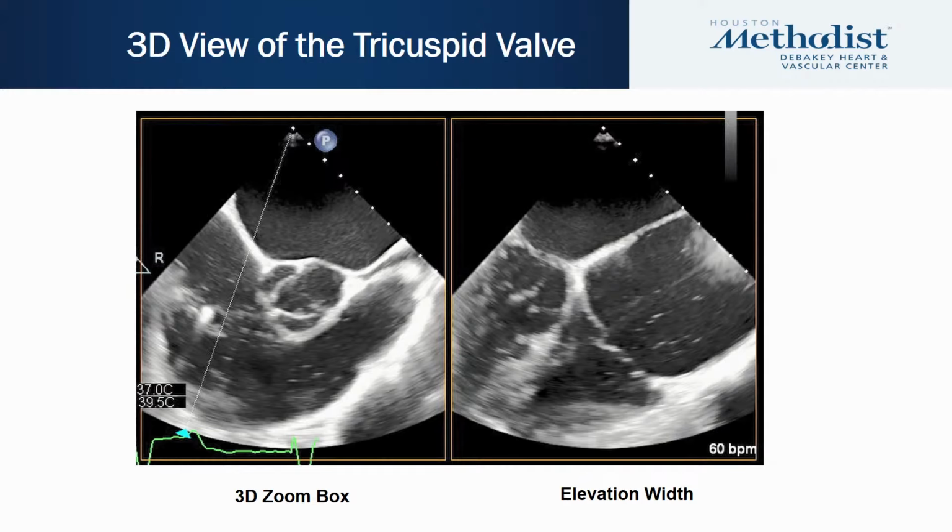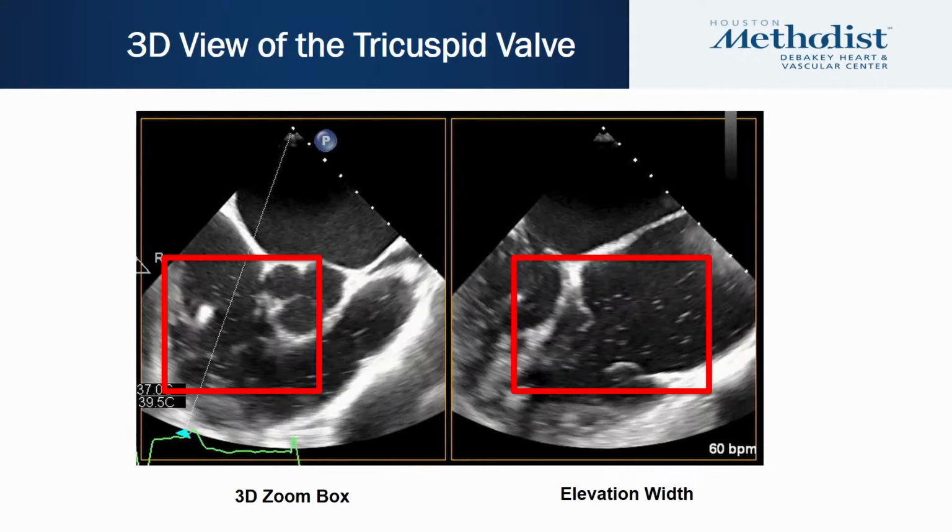You want to get the tricuspid annulus in a completely horizontal plane. You want to adjust the depth of the image and adjust the focus on the tricuspid valve. Then you'd want to set up your 3D zoom box to include the leaflets and the annulus. And then again, adjust the elevation width to make sure that the tricuspid leaflet and the annulus are included. Once you do that, you will hit your 3D zoom box and you will get your 3D zoom image.